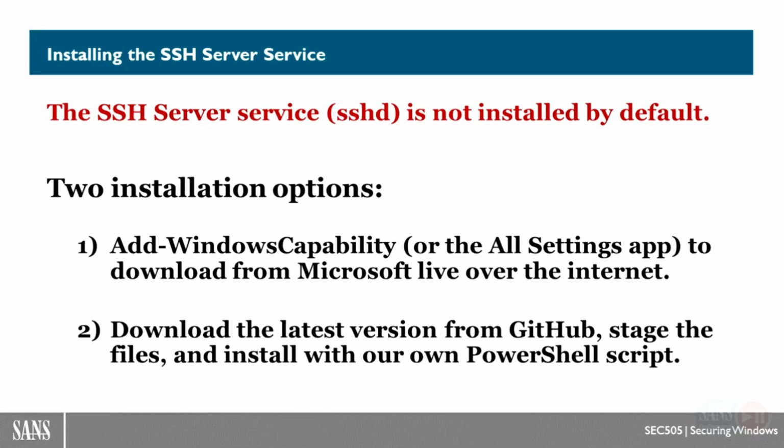Instead, we'll get it from GitHub, and that's method number 2. When you get the binaries from GitHub, you're getting the latest versions of the binaries with the latest bells and whistles and with the most recent vulnerabilities hopefully patched.